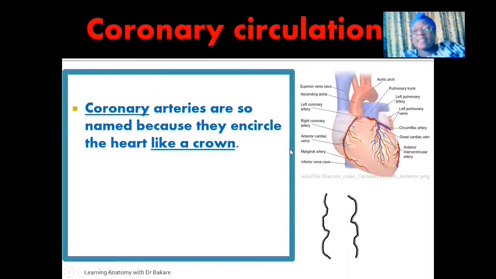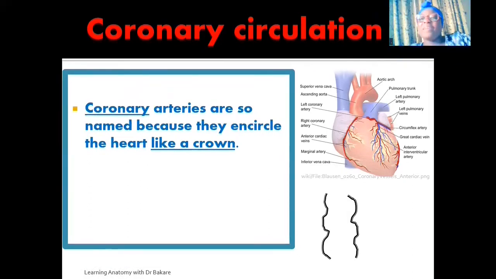The coronary circulation is provided by the coronary vessels. The coronary arteries are so named because of the pattern in which they run, encircling the surface of the heart. This is the coronary artery. This is another coronary artery here. We have two, one on the right and one on the left.